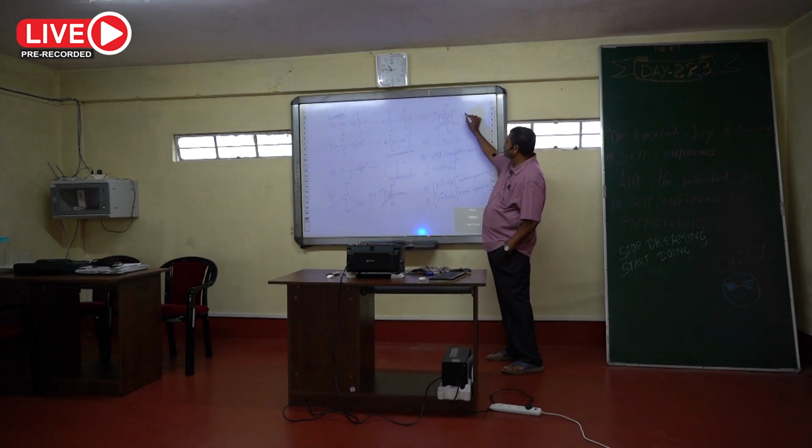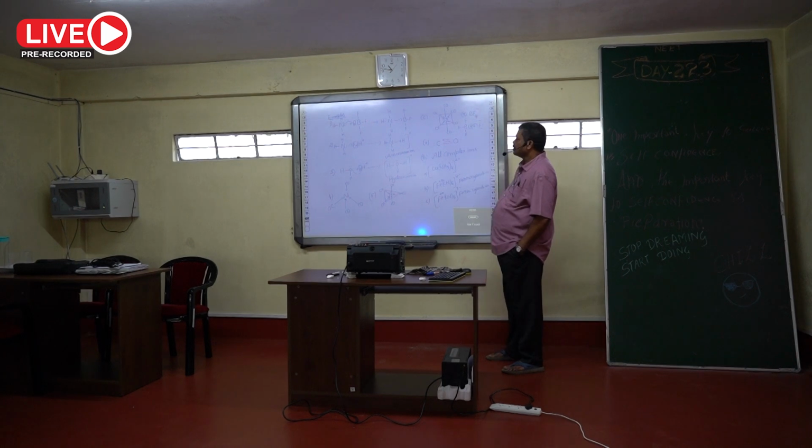Now 9. BF4 minus, which is called borofluoride ion. So BF3 accepts an electron pair from F minus to give BF4 minus. Then AlF6 3 minus.